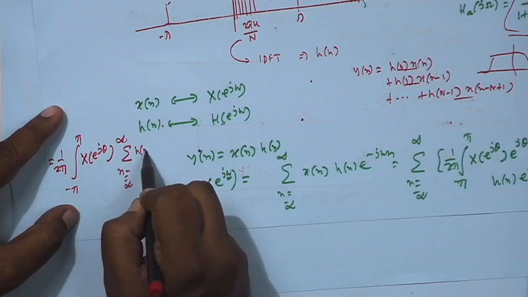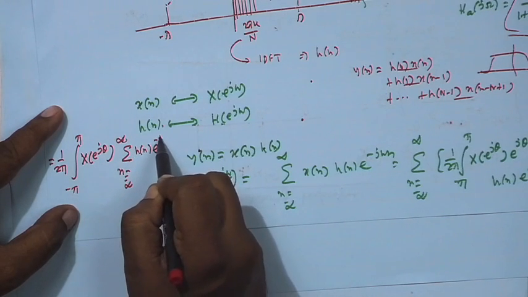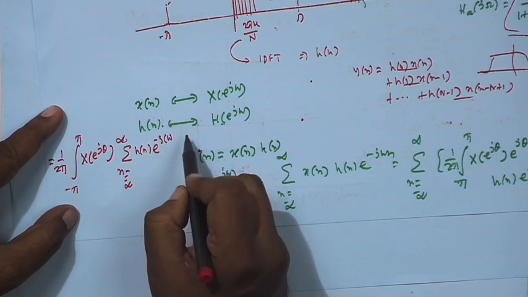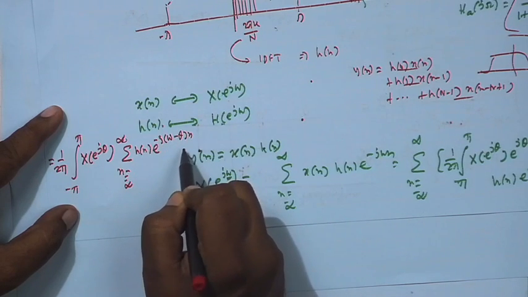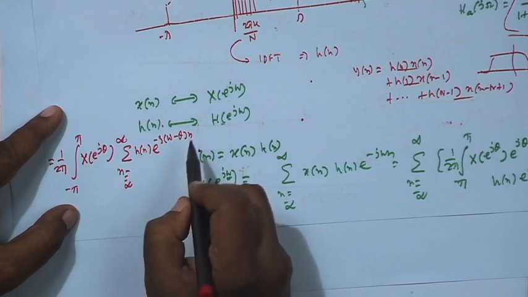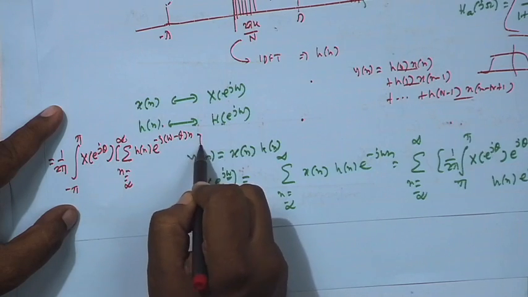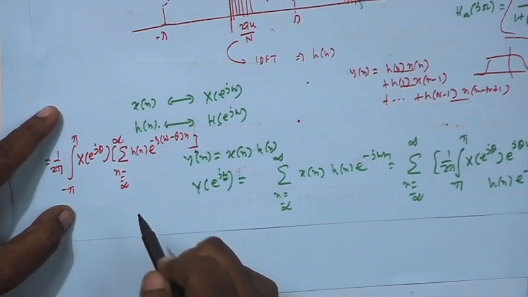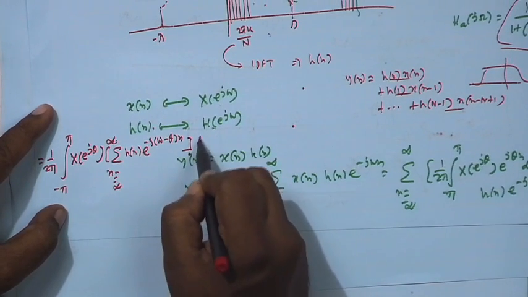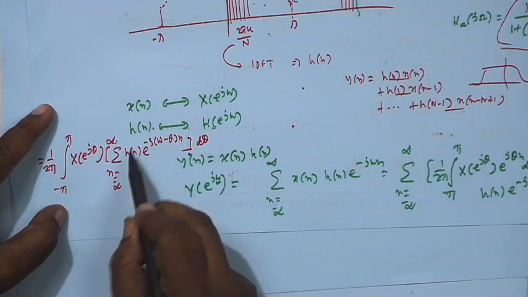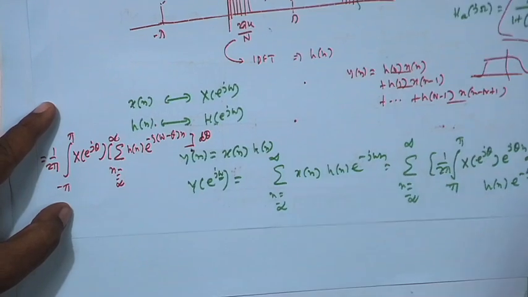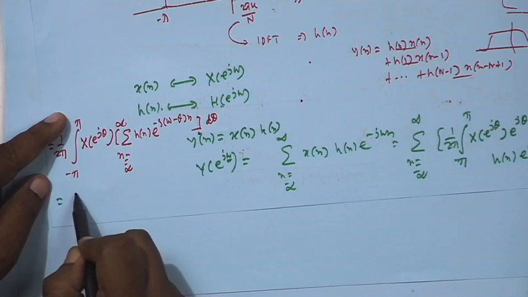So, it will be h[n]e^{-j(ω-θ)n}, this summation, and dθ as it is. But this is what? This is the DTFT at ω minus θ. So, then this gives rise to this relation.